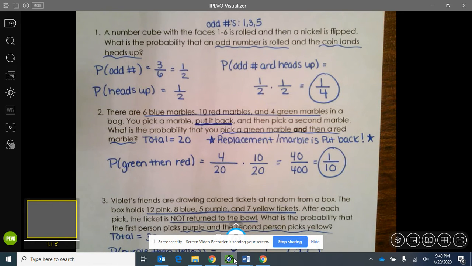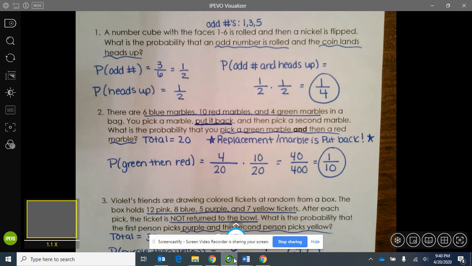And what you want to remember to do is you always want to multiply the probability of the first event by the probability of the second event. So let's look at our first example here. A number cube with faces 1 through 6 is rolled and then a nickel is flipped. What is the probability that an odd number is rolled and the coin lands heads up?